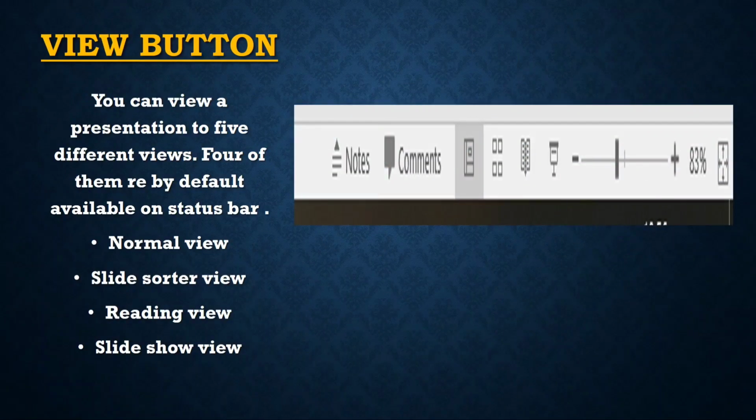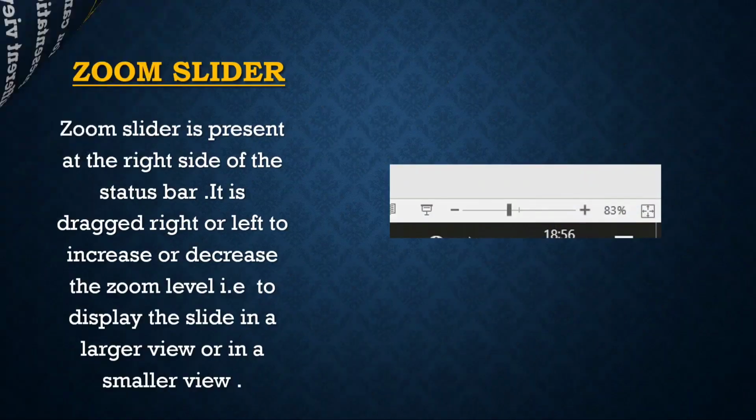Now what is the view button? You can view a presentation in 5 different views. 4 of them are available by default on the status bar. The first one is normal view, then slide sorter view, reading view and slideshow view. Normal view means the screen in which you are working. Then slide sorter view, you can see here I have zoomed it. You can just drag and drop and it will show you the view.